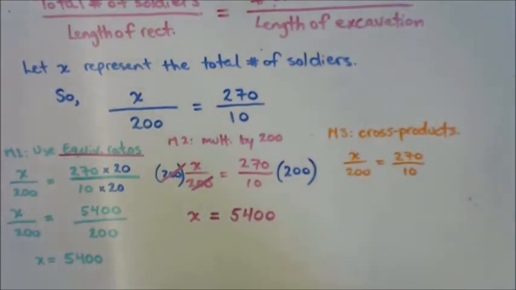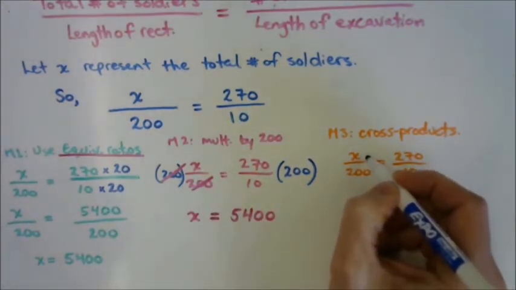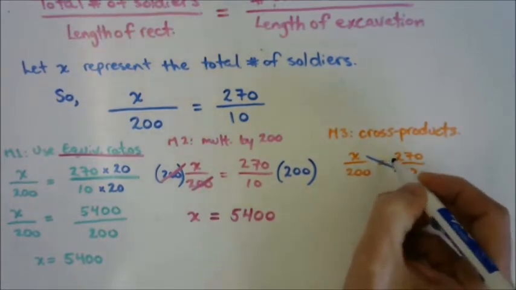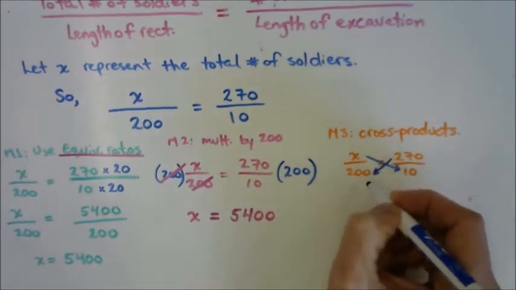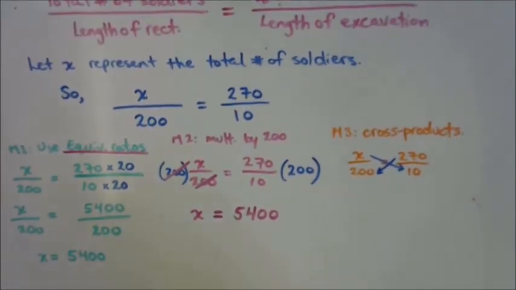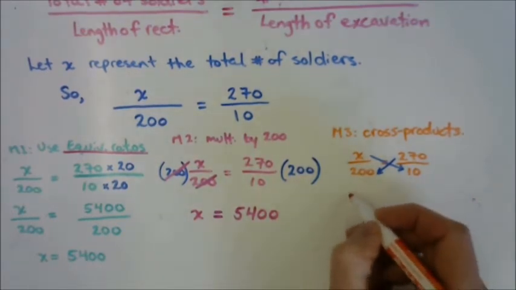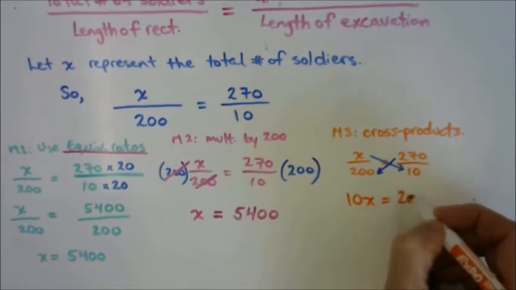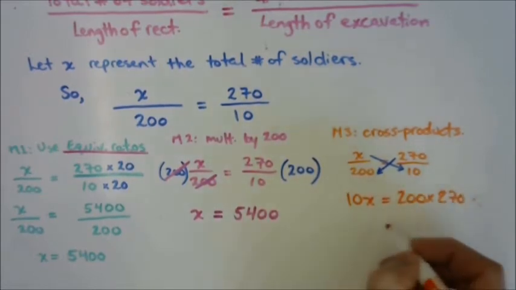And the cross product rule really works based on this algebraic strategy that we used. But basically all you have to do is take the numerator from one of your ratios and multiply it by the denominator of your other ratio, and then take the numerator of the second ratio and multiply it by the denominator of your first ratio. Then you're going to set those two products equal to each other and then solve for x. So here we have x times 10. On the left side, that gives us 10x. We're going to set it equal to 200 times 270.